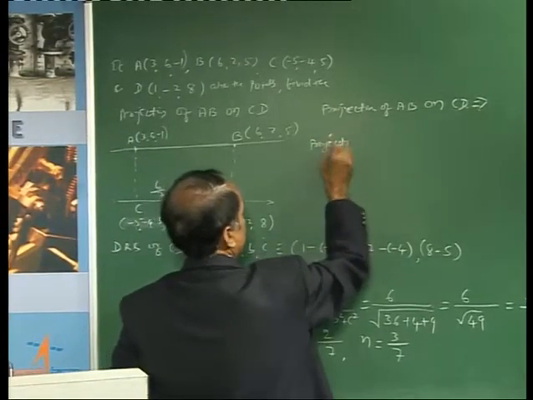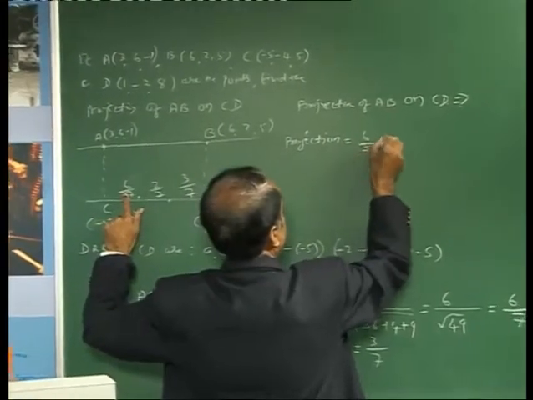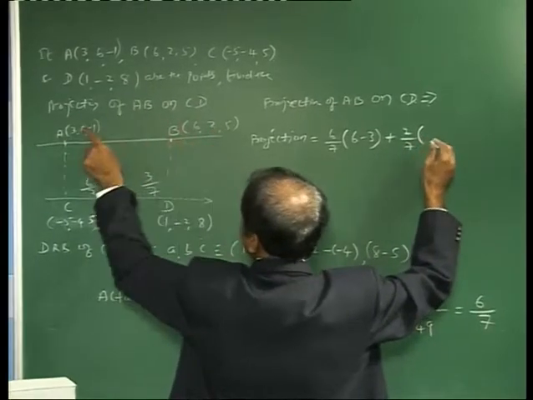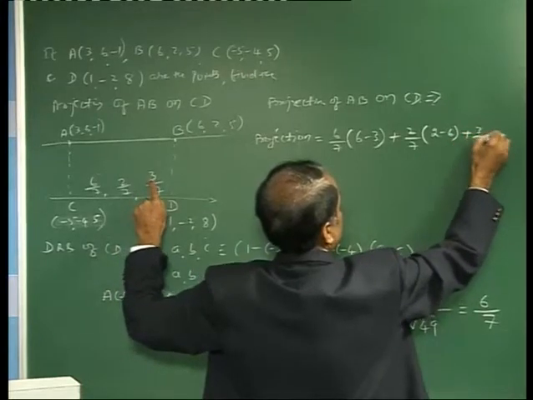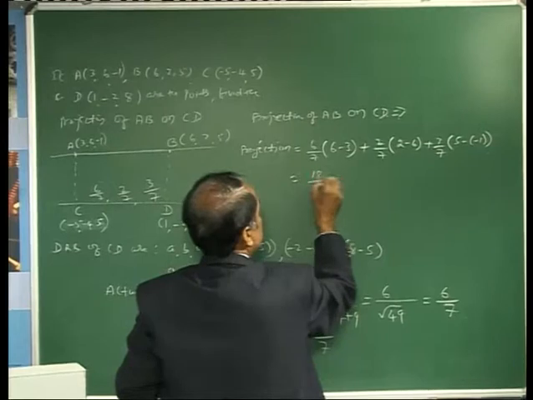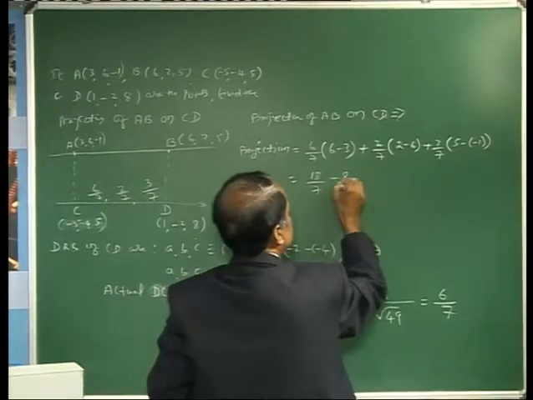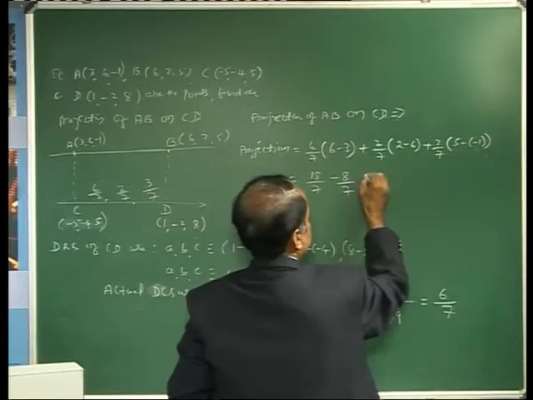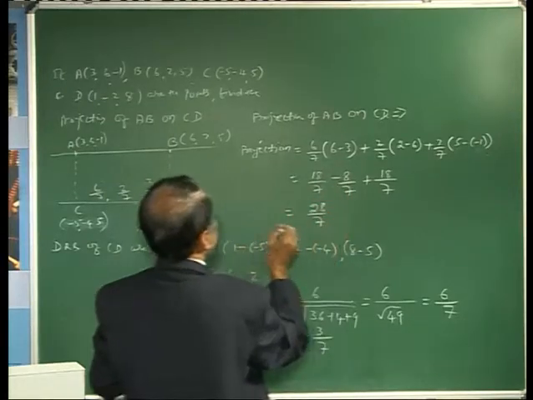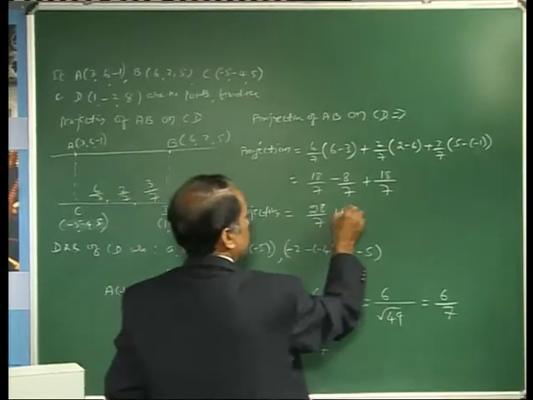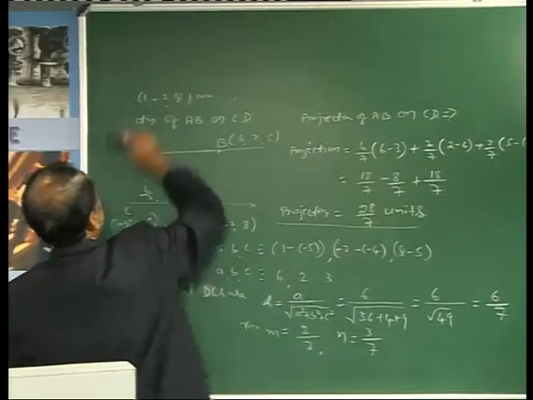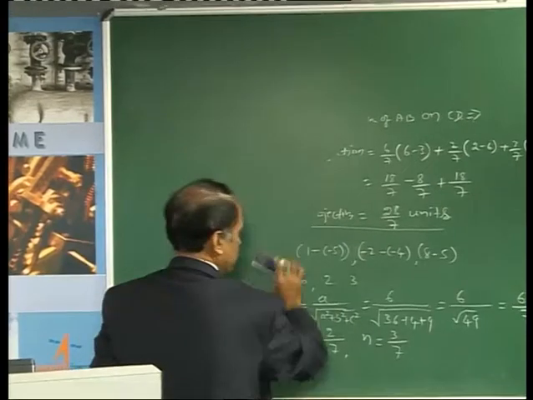Then the projection formula gives the calculation. L into x2 minus x1, that is 6 by 7 into 6 minus 3, plus 2 by 7 into 2 minus 6, plus 3 by 7 into 5 minus minus 1. Therefore, 6 minus 3 gives 18 by 7, and this is minus 4 means minus 8 by 7, and plus 6 threes are 18, that is 18 by 7. So 18 minus 8 plus 18 is 28 by 7, that is the projection value in terms of magnitude, 28 by 7, which is 4 units. So these are two situations you can refer to for calculating the projection of a line when the data is given.